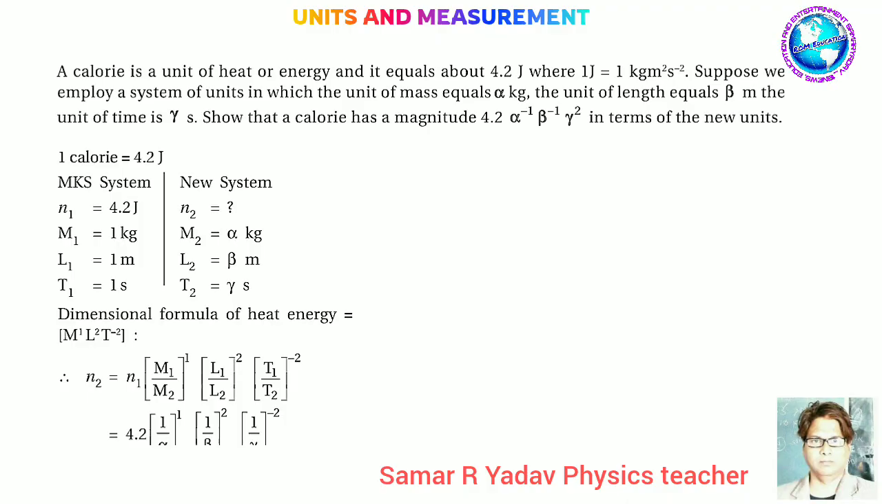1 calorie is equal to 4.2 joule in the MKS system and the new system. n1 = 4.2 joule, M1 = 1 kg, L1 = 1 meter, T1 = 1 second.